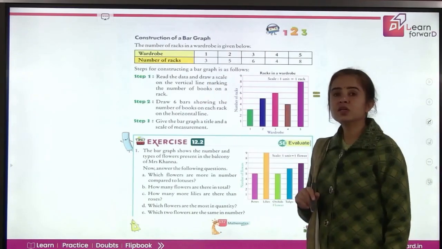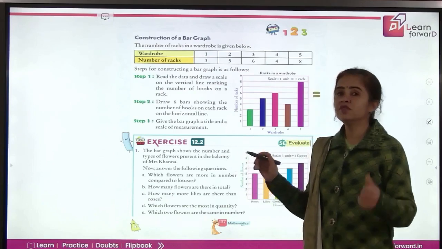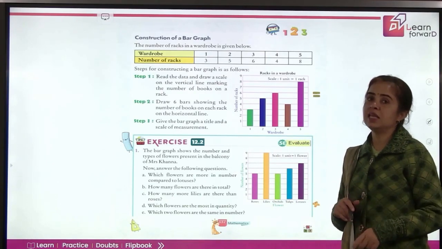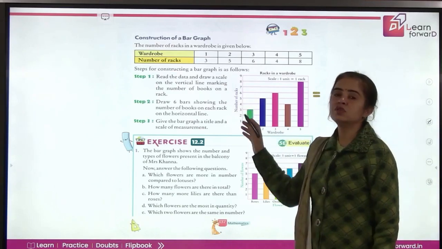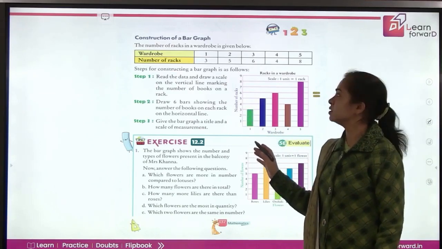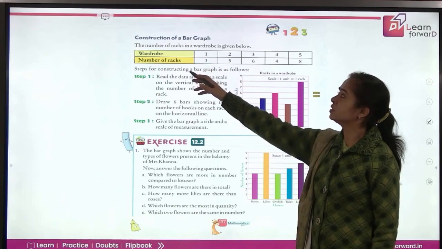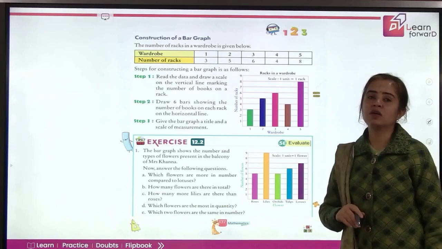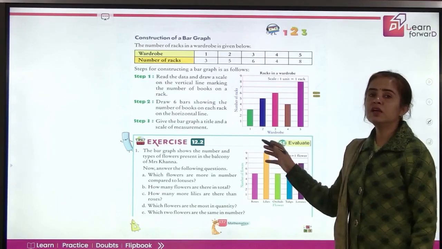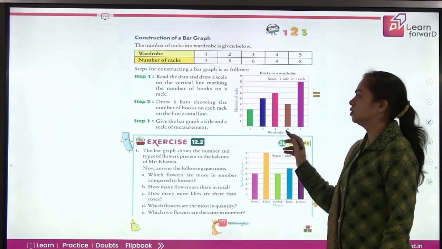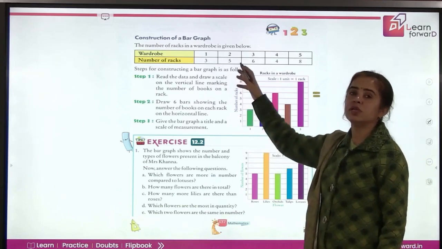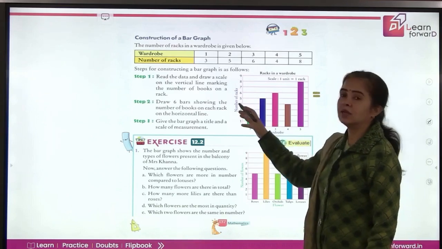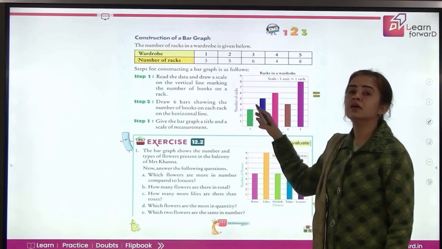Now, how to construct a bar graph? Based on the given information, we'll first be getting a scale. Then we must know what two things we have to represent on these two lines. If you read this question, one is wardrobe number 1, 2, 3, 4, 5, and in the second you have to show the number of racks. So, here we will be showing the wardrobes 1, 2, 3, 4, 5, and here we will be showing the number of racks in each wardrobe. So, looking at these two, we will be drawing the bars.